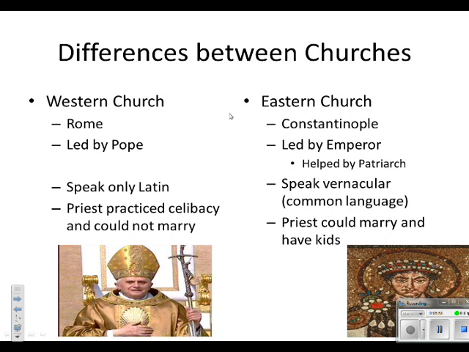The Western Church spoke only Latin. In the Eastern Church, in services, in the liturgy, which is service, they spoke whatever the common language was. This is known as the vernacular. In the Western Church, priests had to practice celibacy, meaning they could not have kids and could not marry. Priests in the Eastern Church could marry and could have kids.